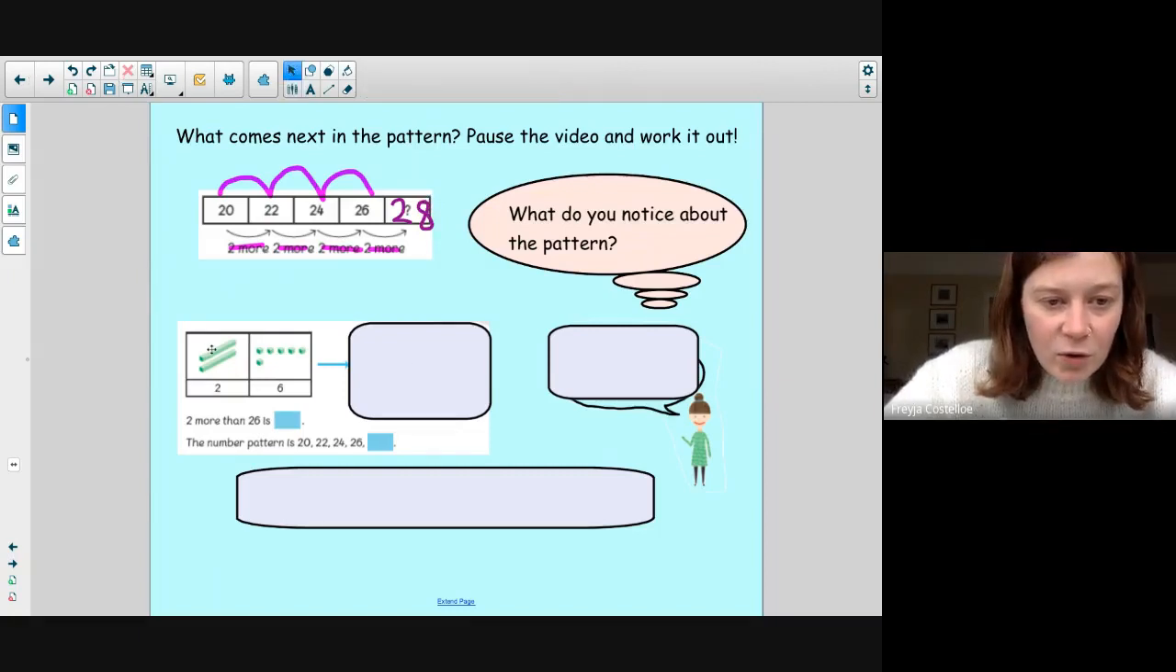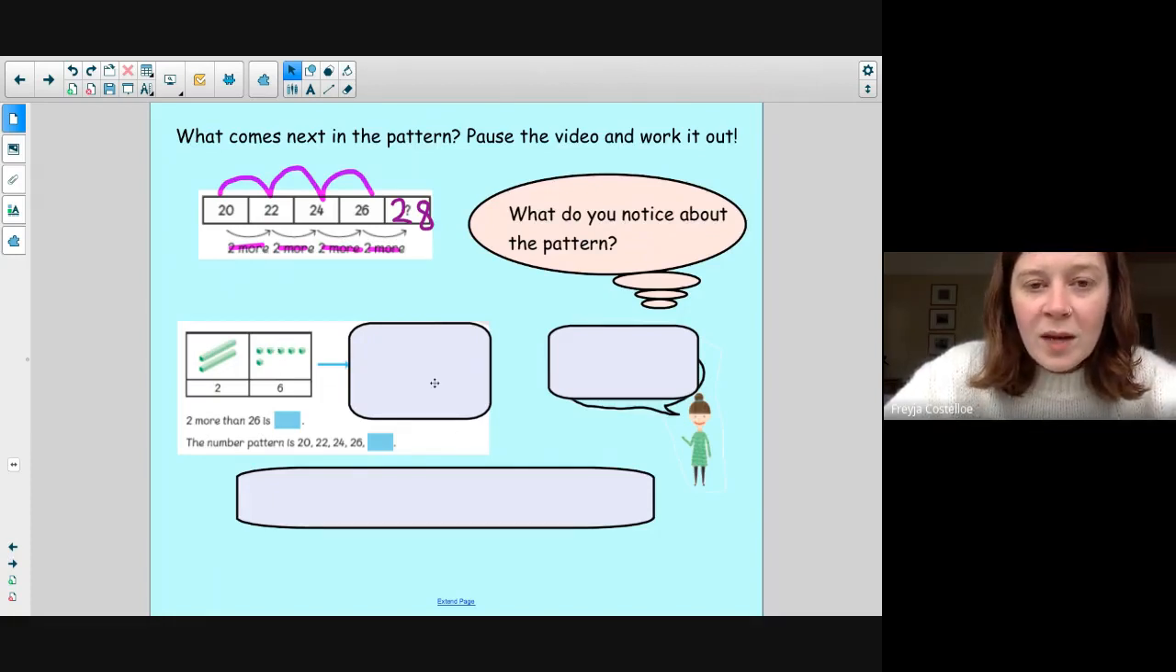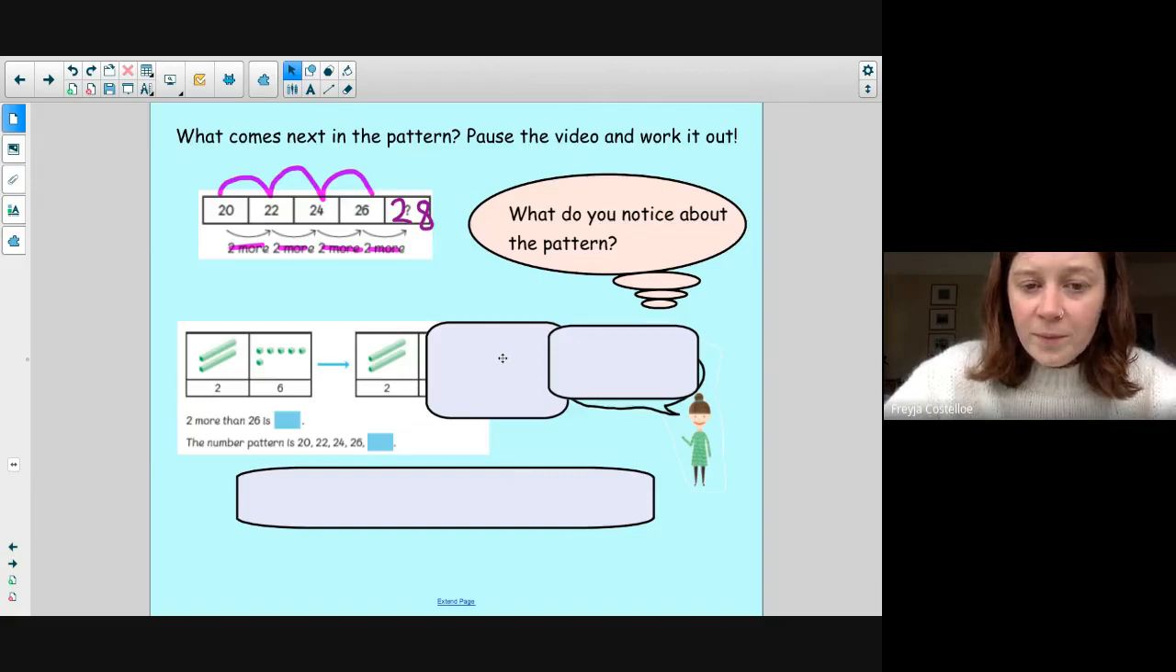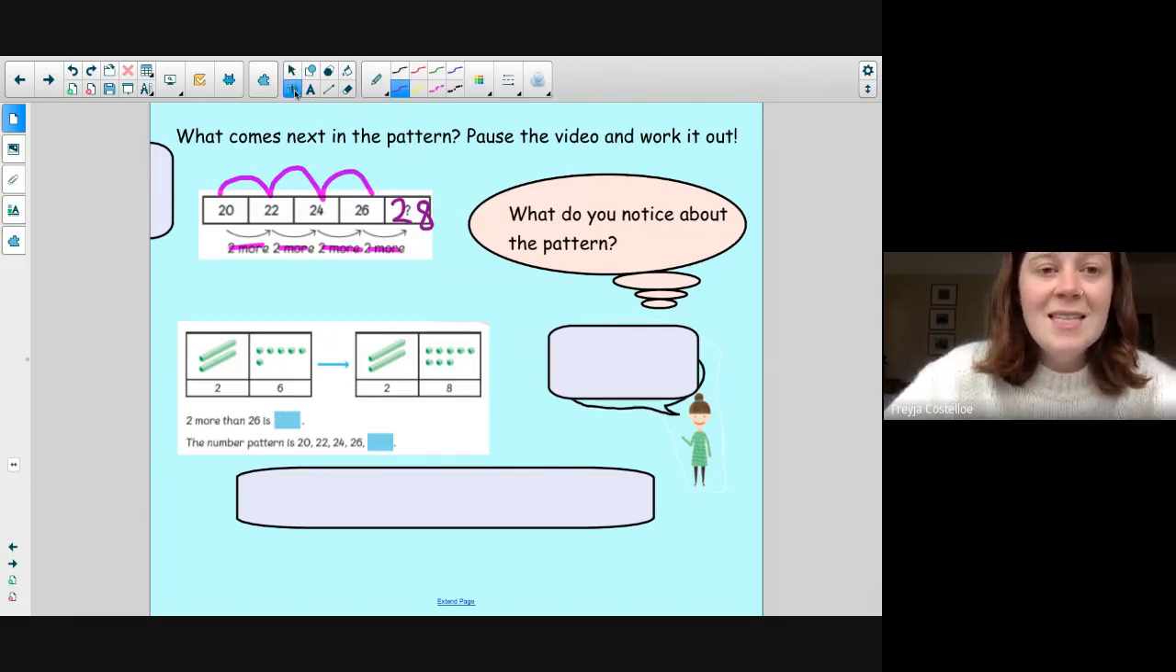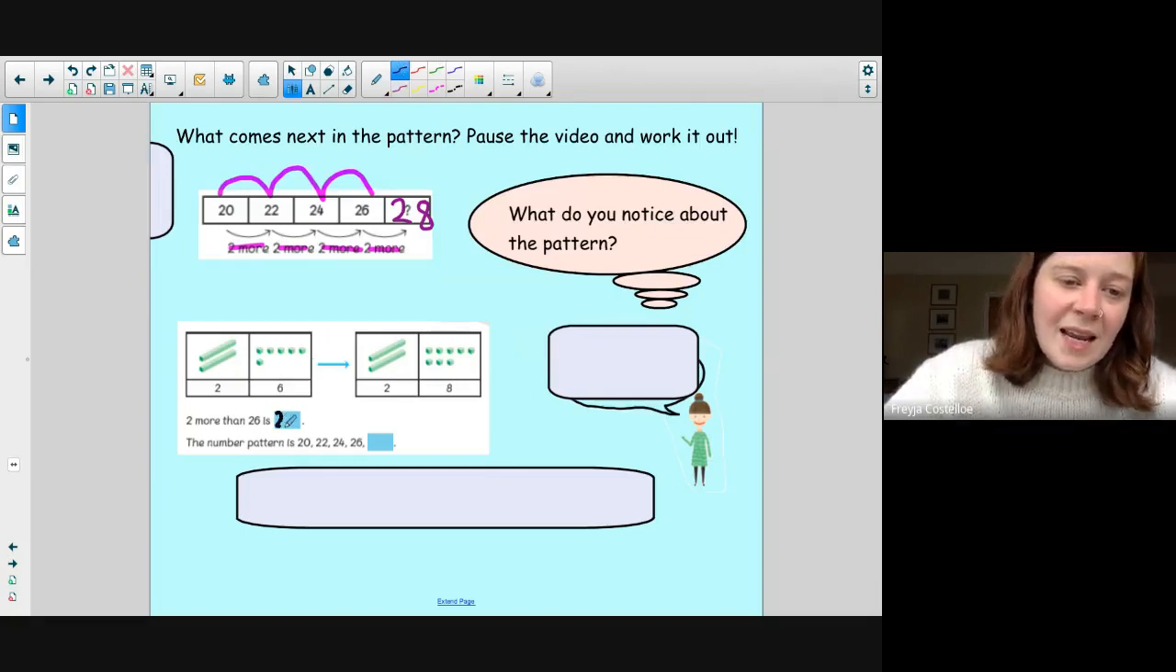Lovely. So let's have a look. We've got 2 tens here, 6 ones. How many tens are we going to have for 28? 2. And how many ones are we going to have? Our tens are the same, remember? Look, we've got 2 tens, 2 tens. 6 ones with 2 tens gives us 26. So for 28, we need how many ones? We need 8. There we go. We can check 1, 2, 3, 4, 5, 6, 7, 8. Lovely. So 2 more than 26 is 28.